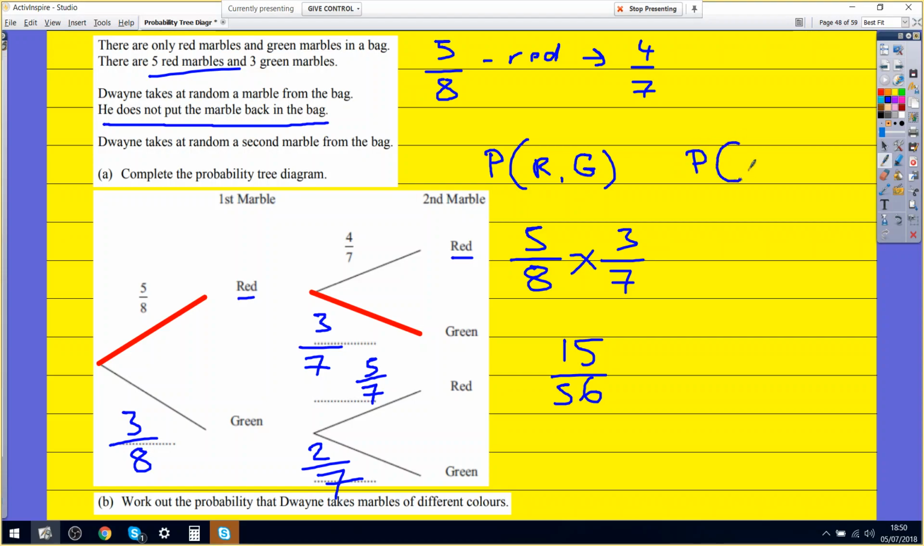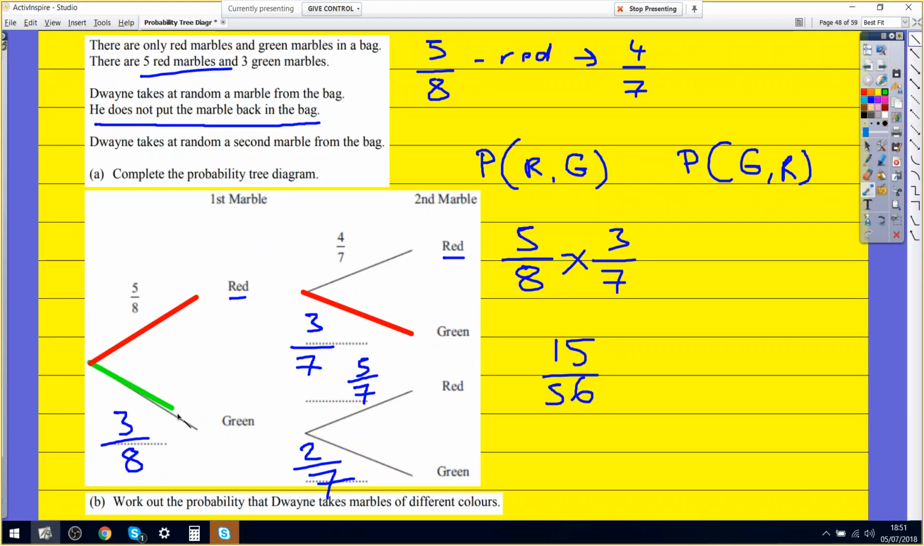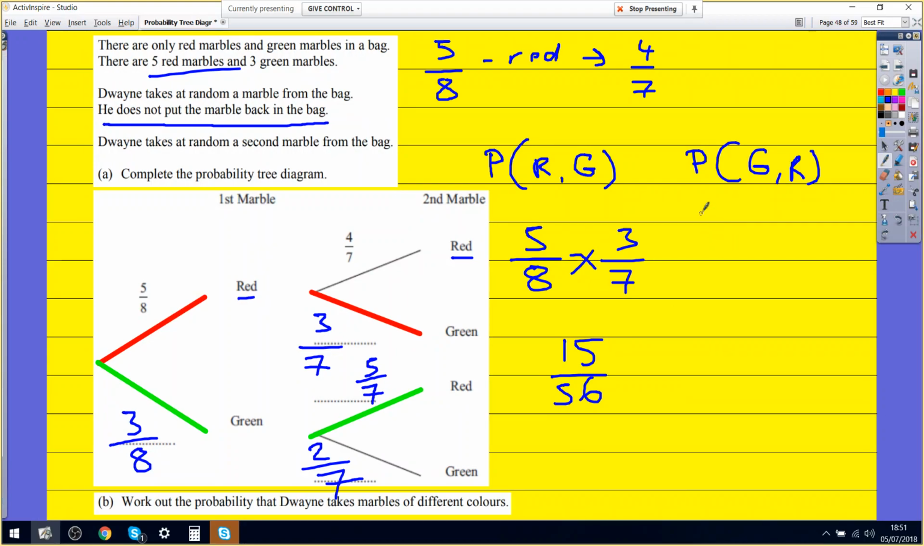There is another possibility. You could get a green and then a red. So that's another way you could get 2 different colors. And so what would that probability be? Wouldn't that be the exact same 15 over 56? Yeah. And so how would you get the total probability? Either red and green or green and red. 15 over 56 and 15 over 56.